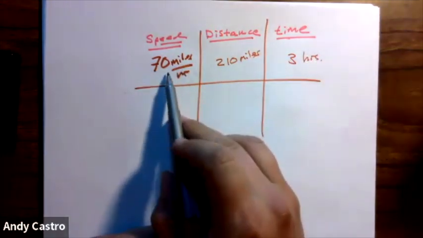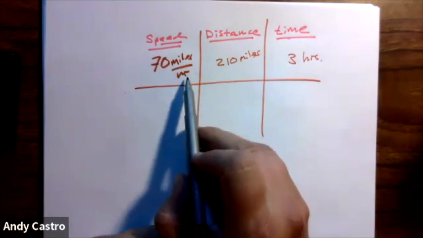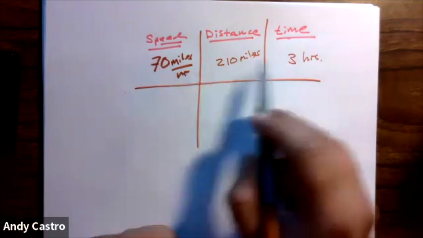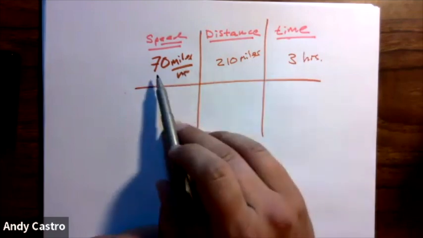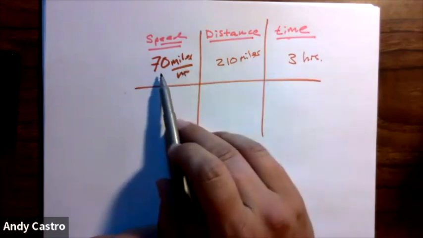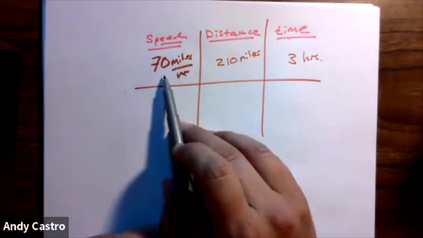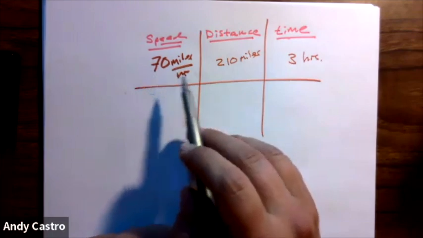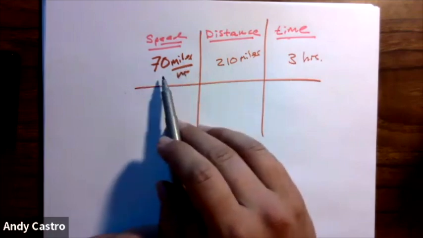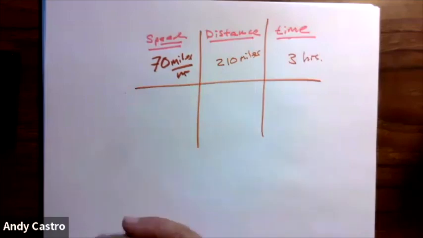Well, if I'm traveling at a consistent rate of 70 miles per hour and I travel for 3 hours, that means in the first hour I cover 70. In the second hour, I cover 70. So in total, I've covered 140. Then in the third hour, I cover another 70. So 140 plus 70 is 210 miles.